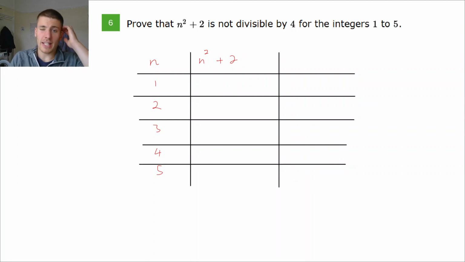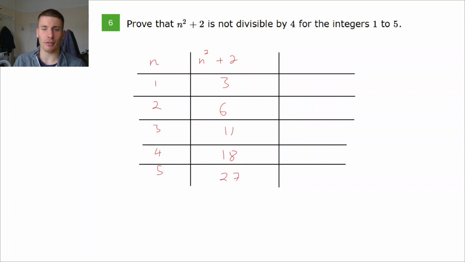So when n is 1, n squared plus 2 is going to be 1 squared plus 2, which is equal to 3. Let's keep it in red. So 3, n is equal to 2. 2 squared is 4 plus 2 is 6. 9 plus 2 is 11. 16 plus 2 is 18. 5 squared plus 2 is equal to 27.